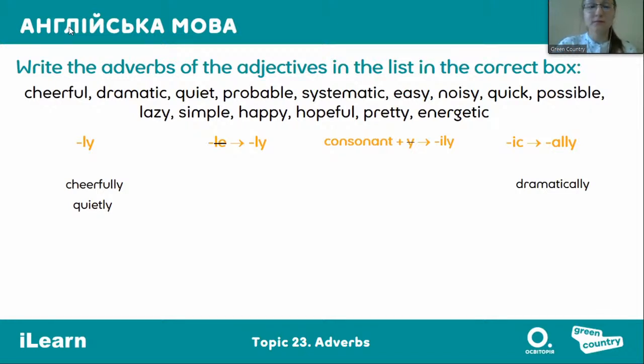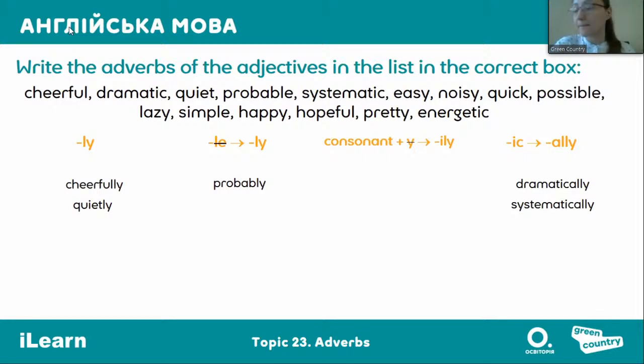Okay, probable. Remember, if we have le, yes? So we need to change it into, that's right, ly, probably. Да, нам потрібно le закреслити і додати ly. Okay, what about systematic? Systematic, we have this ic at the end. Becomes systematically, double L. Да? Зверніть увагу на подвоєння L. Да? В першому стовпчику like carefully, dramatically, systematically. Тобто всі adjectives, які закінчуються на ic, да? На ic at the end, in all of them in adverbs will have double L.